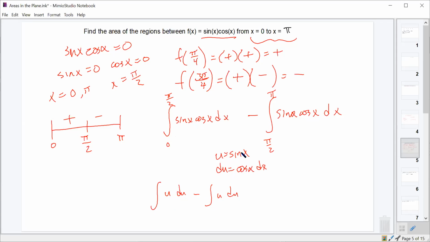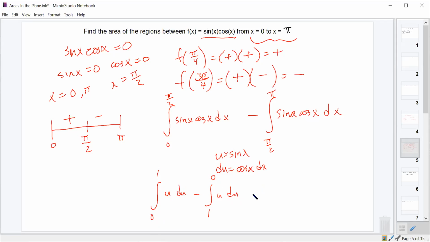So what's the sine of 0? 0. And the sine of pi over 2? 1. And again, the sine of pi over 2 is 1, and then the sine of pi is 0. And so this becomes an interesting little thing here. We've got the integral from 0 to 1 of u du minus the integral from 1 to 0 of u du.